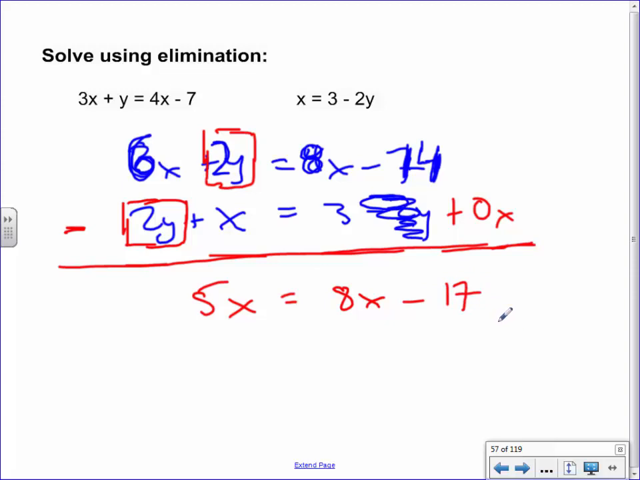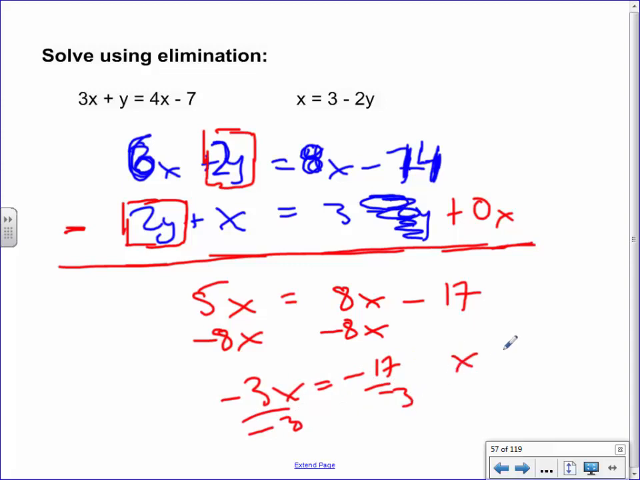We've gone now from having two equations and two variables to having a brand new equation with one variable. Is this linear or quadratic? So maybe subtract 8 from both sides. And then divide by minus 3. There, now I solved for what x was.